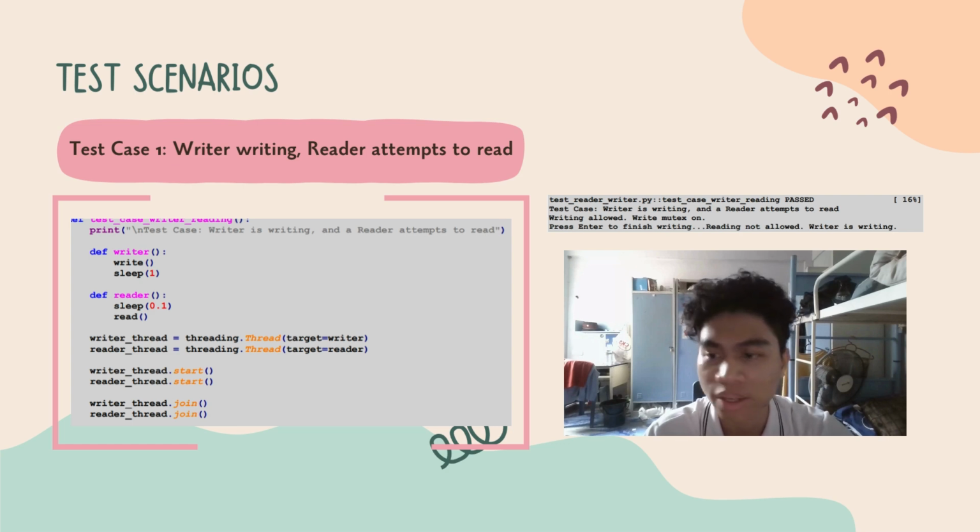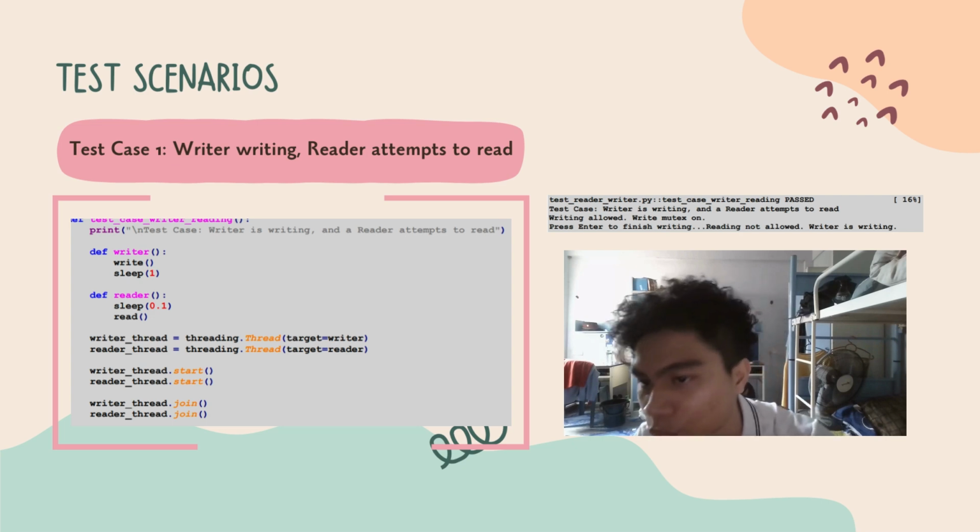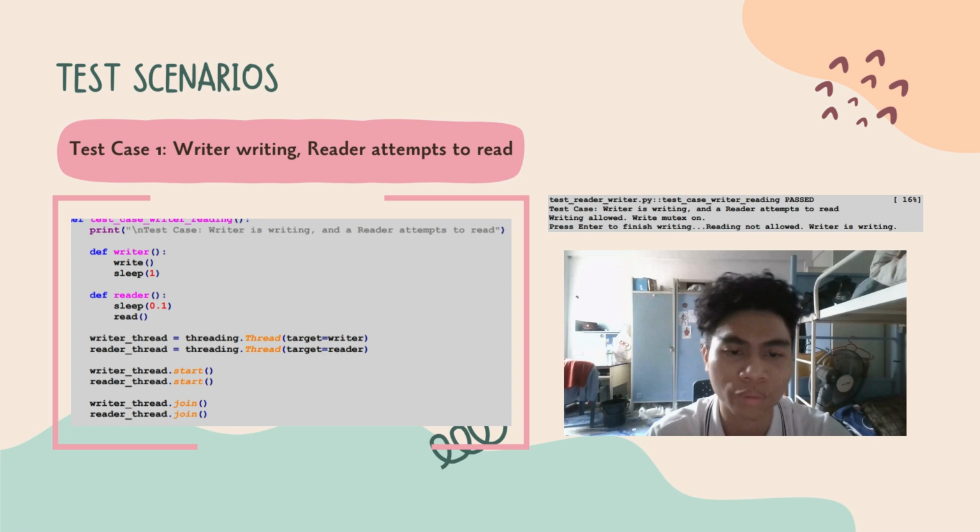So we got two nested functions in this test case, writer and reader functions. The first one is writer, which calls the write function and then sleeps for 1 second. It means the writer is writing for 1 second. And then we got the reader function. We call sleep for 0.1 second and then call the read function. Sleep for 0.1 second here means it only waits for 0.1 second.